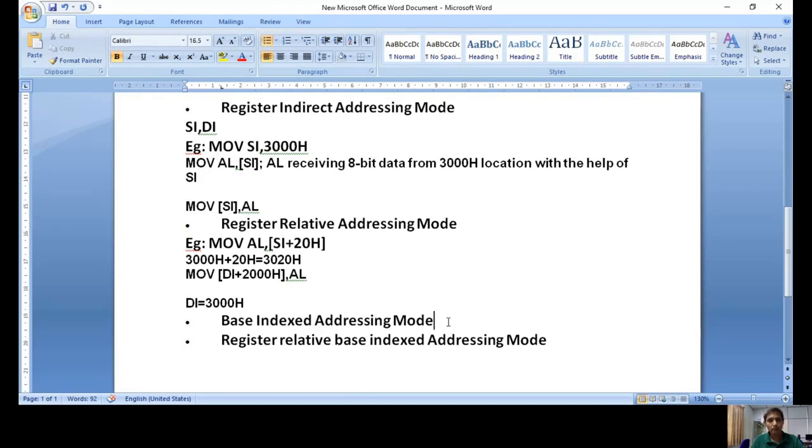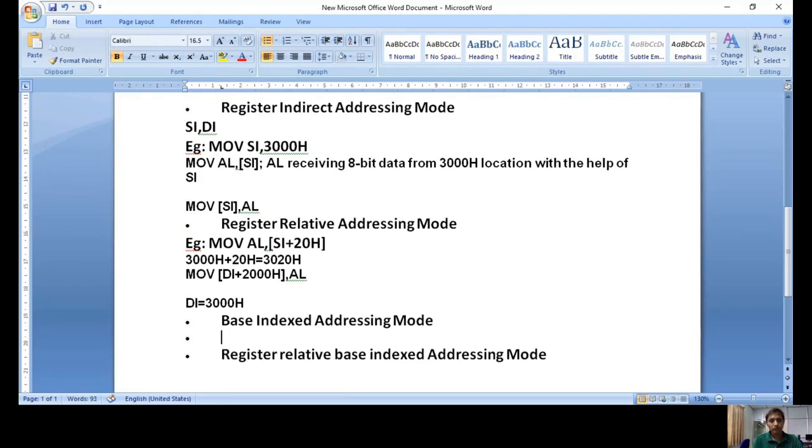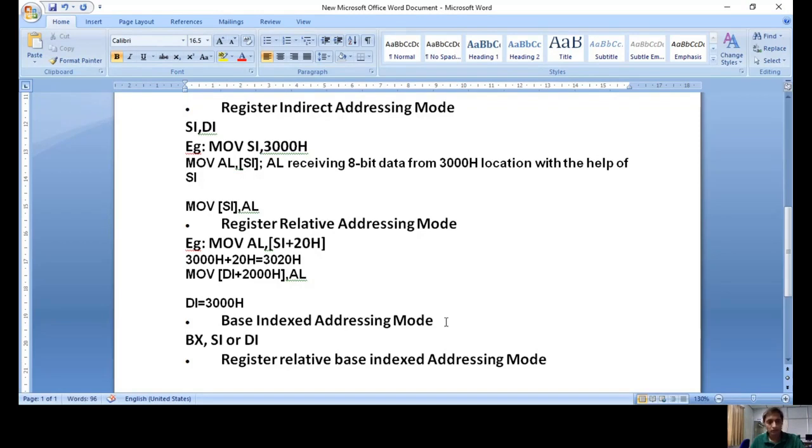Now coming to base indexed addressing mode. It's like a register-related addressing mode only. Here we have two indirect addresses. One is the register BX, which can be used as one address for indirect address generation, and similarly SI or DI. So BX and SI or DI: a total of two registers must be present as indirect registers in base indexed addressing mode.